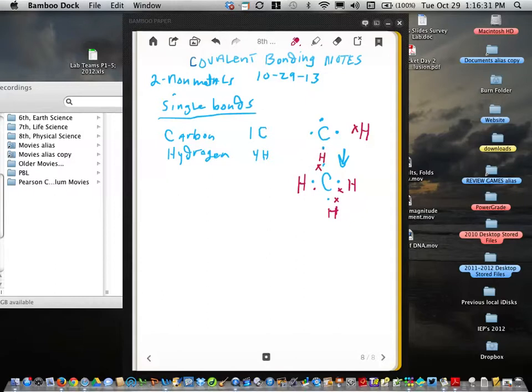So this hydrogen feels full because it's filling the outer shell. It has a single orbit, so it only needs 2 to feel full. The carbon, on the other hand, it's not filling the first orbital. It's filling the second orbital, and it needs 8 to feel satisfied. And you count around here, and the carbon feels as if it has 8 electrons.